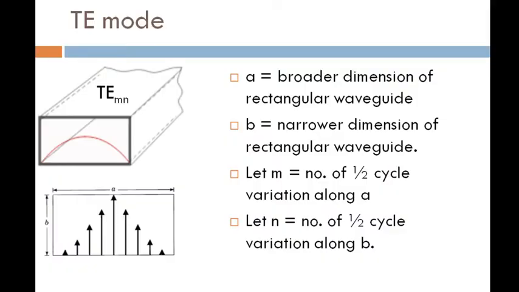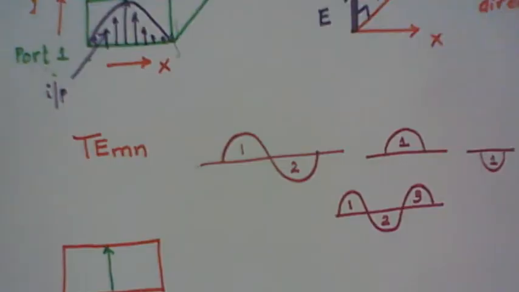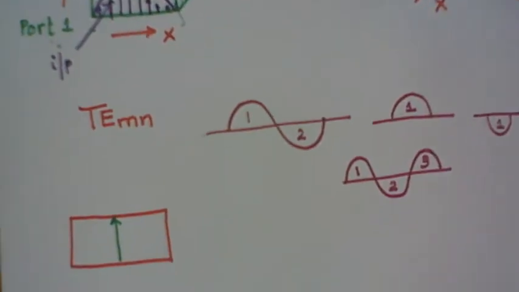So what do M and N represent? M and N represent the number of half cycle variation. M specifically defines the number of half cycle variation along A direction, and N specifically defines the number of half cycle variation along B dimension. So let us understand this concept. This is my broader dimension, that is my A dimension, and this is my narrower dimension, that I represent as B.